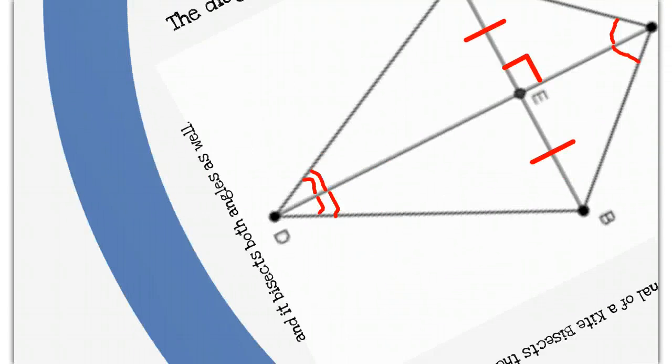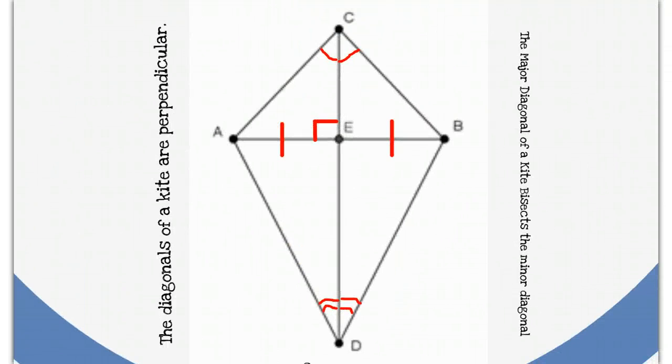So when we look at our picture, first we learned that AEC is a right angle because AB and CD are perpendicular. Then we learned that AE is congruent to EB because CD bisects, or cuts in half, AB. And then finally we learned that ACE is congruent to BCE, those two angles, because CD bisects those two angles. And the same thing is true about ADE and BDE.